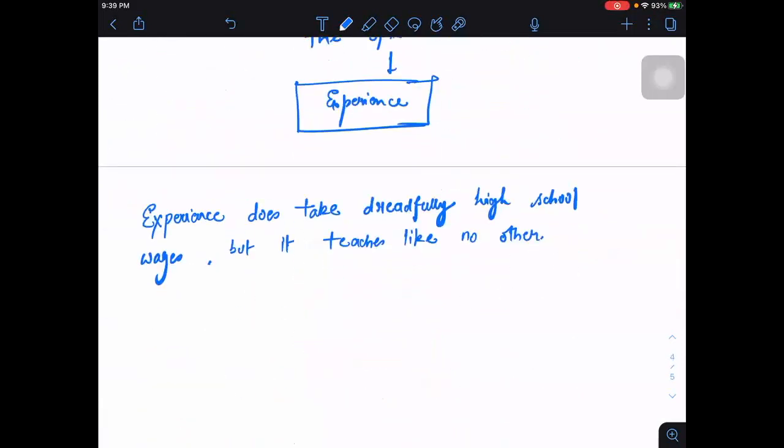One quote could be, "Experience does take dreadfully high school wages, but it teaches like no other." That's one of the phrases that you can mention in the conclusion, right? Any doubt till now?